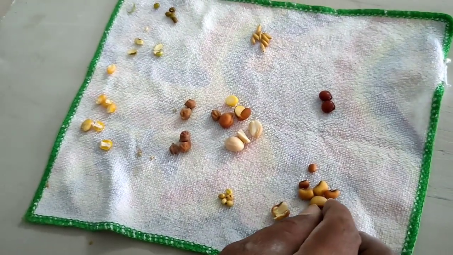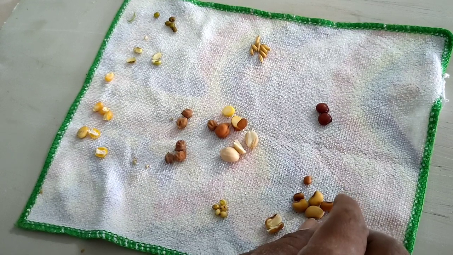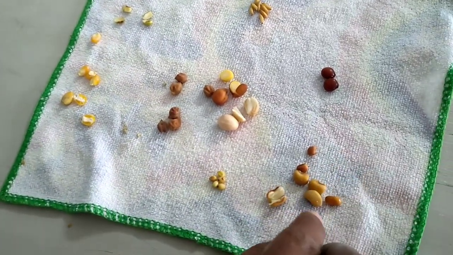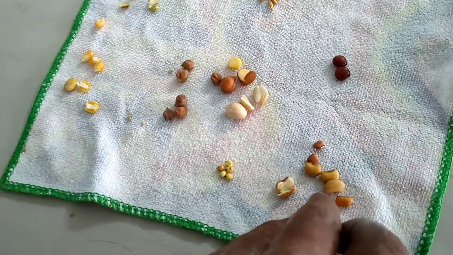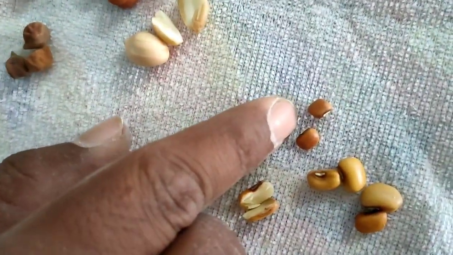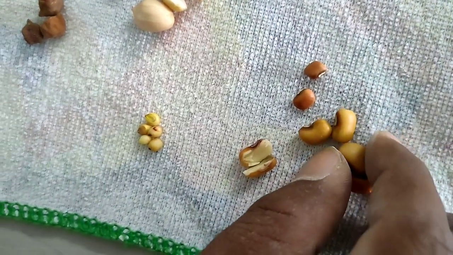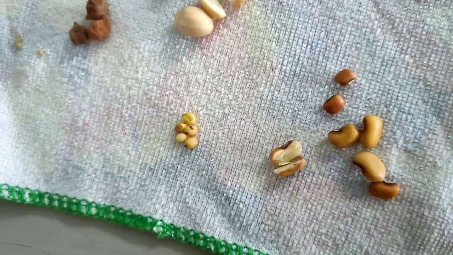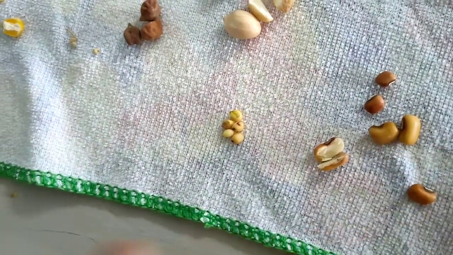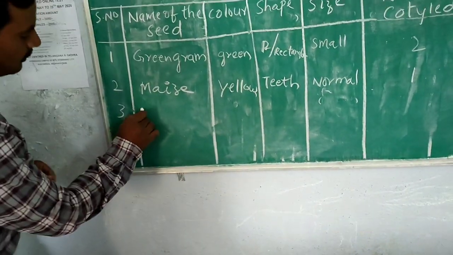Then we take black gram, locally we call it alisindalu or bobberlu. So these are soaked seeds. These are normal seeds. When we soak these seeds, they become a little bit swollen. So we take this one of black gram.